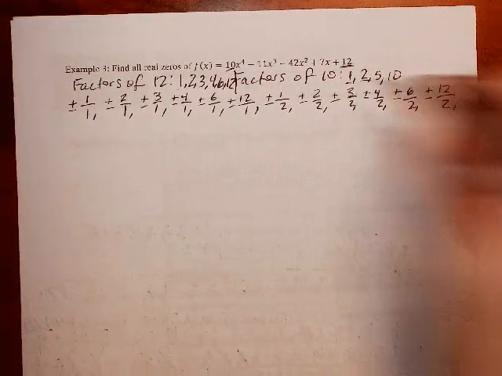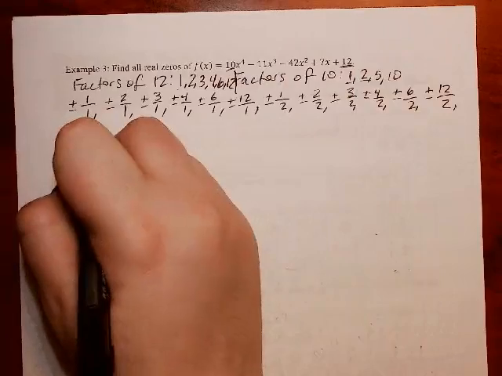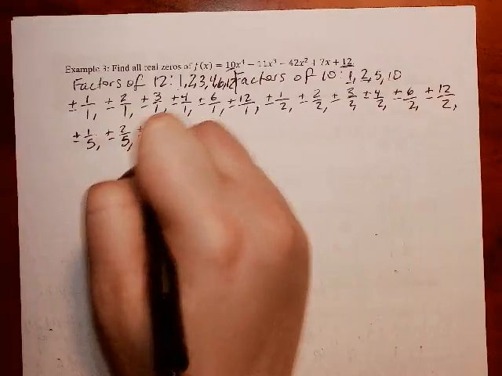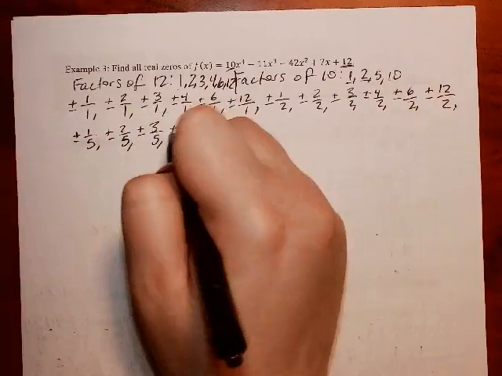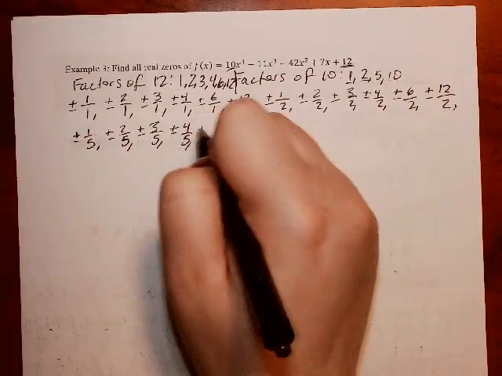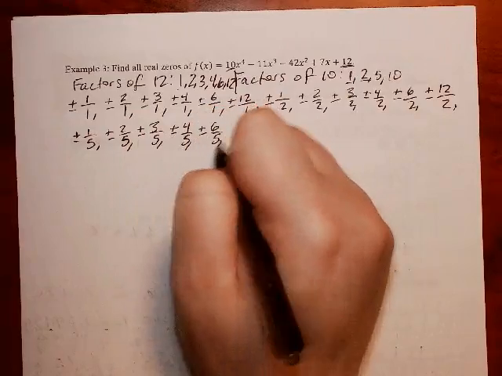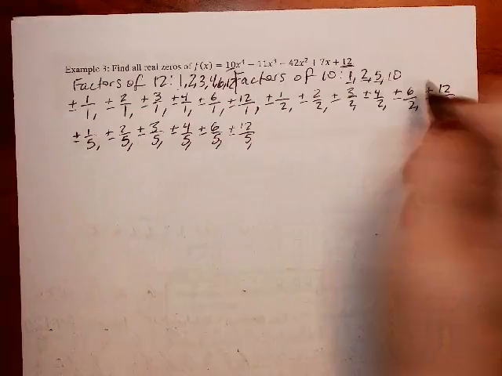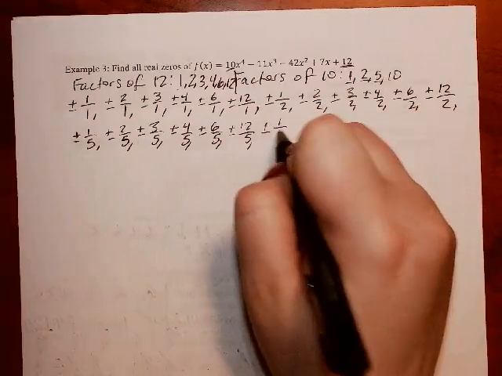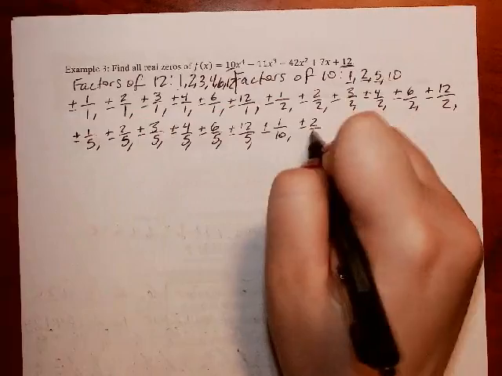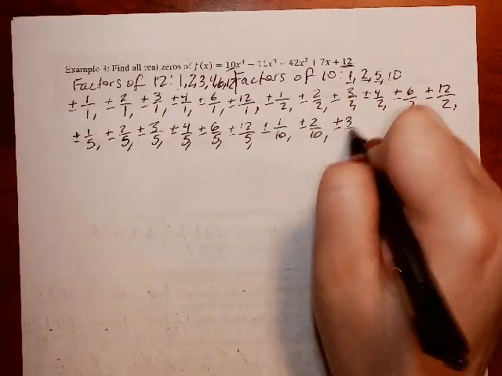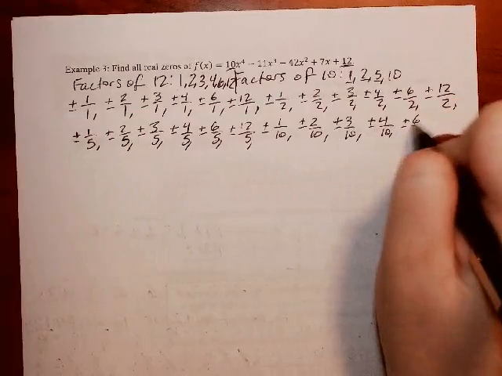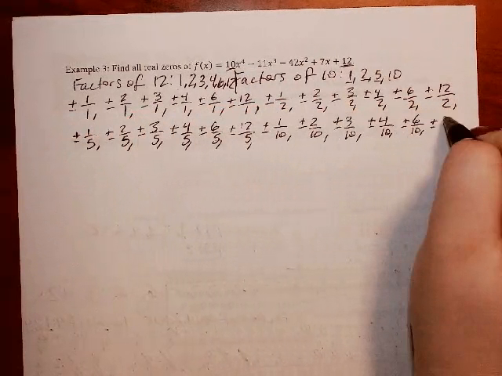Done all of those. Now I do the same thing with 5. Positive or negative 1 over 5, positive or negative 2 over 5, positive or negative 3 over 5, positive or negative 4 over 5, positive or negative 6 over 5, positive or negative 12 over 5. And last, I do them with tens, positive or negative 1 over 10, positive or negative 2 over 10, positive or negative 3 over 10, positive or negative 4 over 10, positive or negative 6 over 10, and positive or negative 12 over 10.